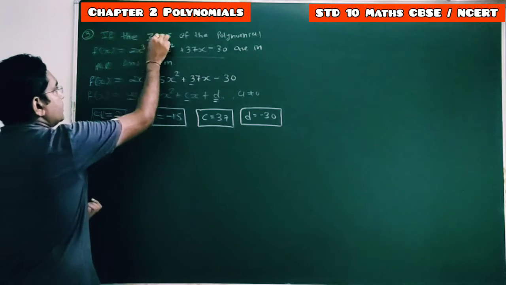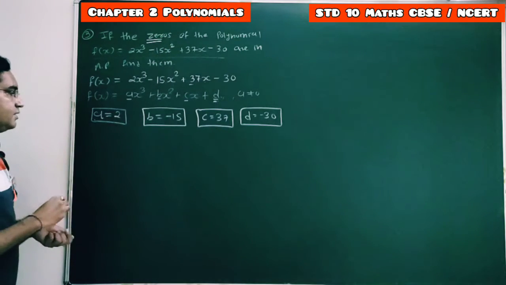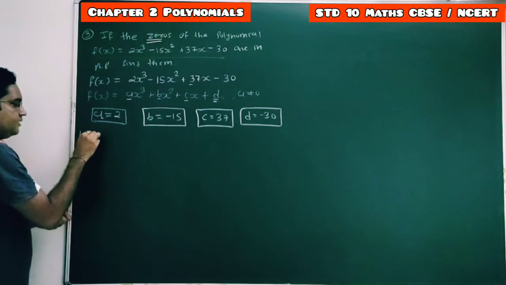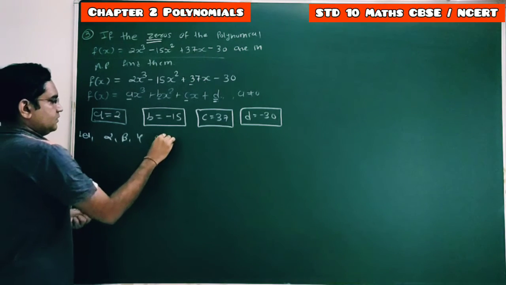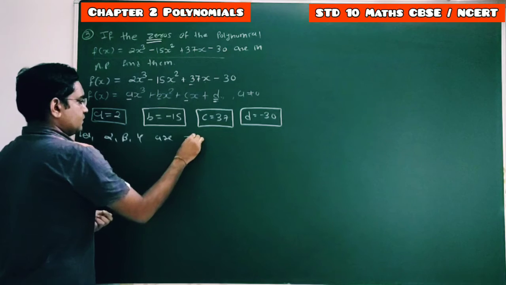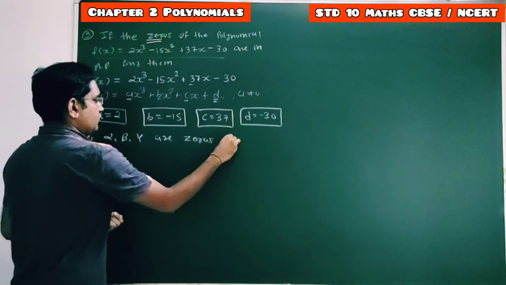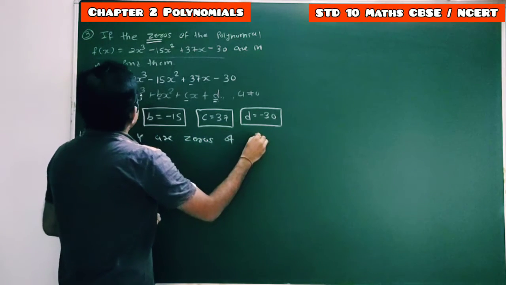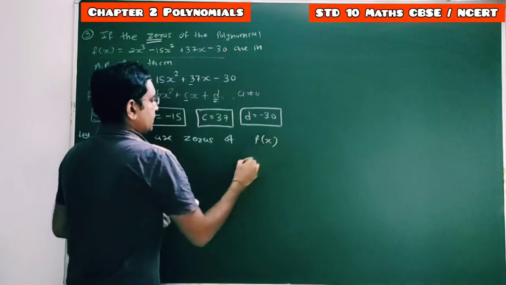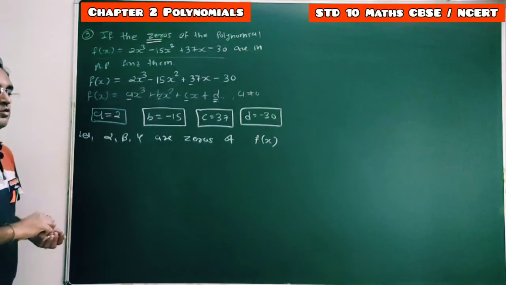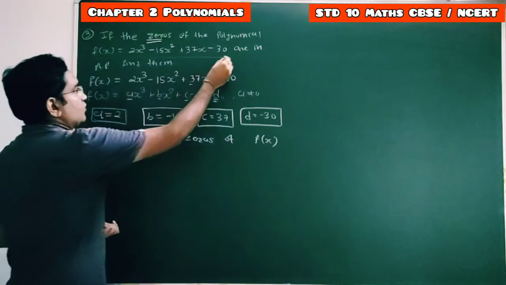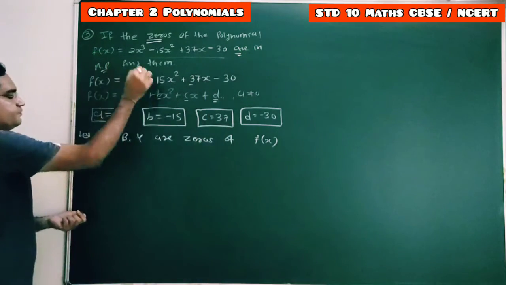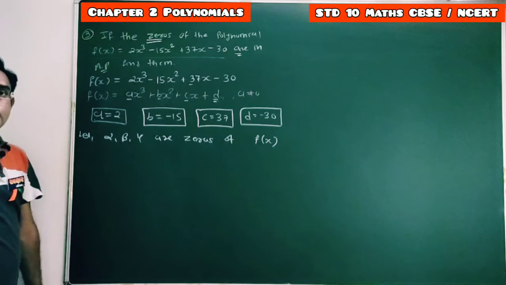The zeros of this cubic polynomial. Maximum 3 zeros are there. So let's say that alpha, beta and gamma are zeros of polynomial f of x. Alpha, beta and gamma, 3 zeros of the cubic polynomial are there. Also we are given that the 3 zeros are in AP.